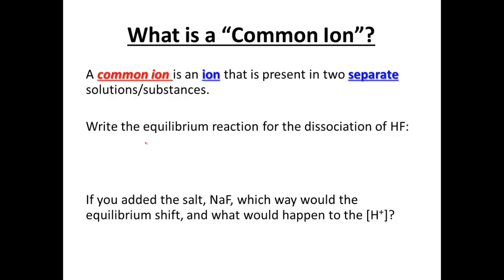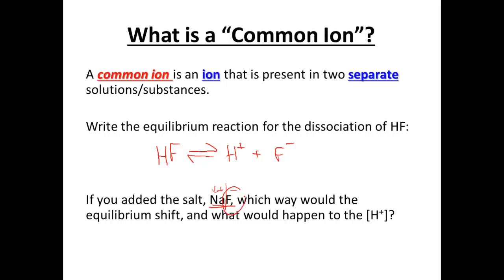So to kind of demonstrate this, let's begin by doing what it says in the notes here. Write the equilibrium reaction for the dissociation of HF. So HF is an acid that dissociates in water and produces the H plus ion and the F minus ion. Now the next part is, if you add the salt sodium fluoride, which way would the equilibrium shift? Well, don't forget that this is a soluble salt. Anything with group 1 metals is soluble. So it's going to split apart into Na plus and F minus. So really, when you add this salt into water, it splits apart into those two ions.